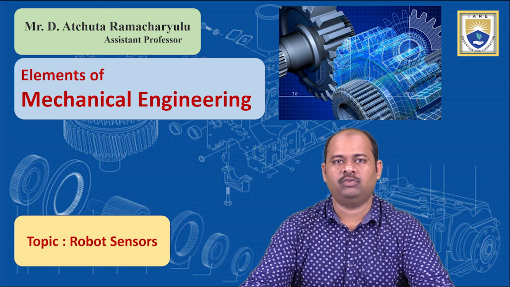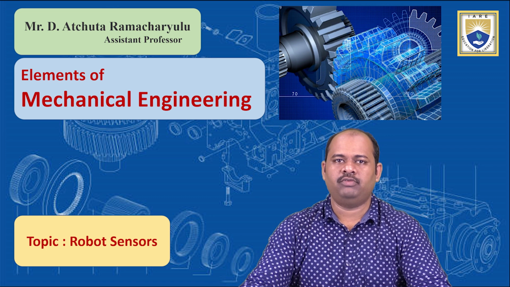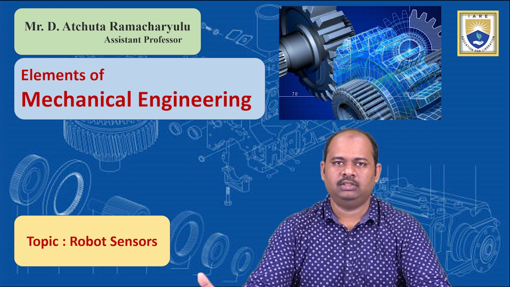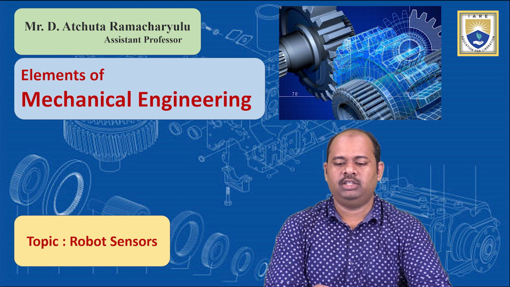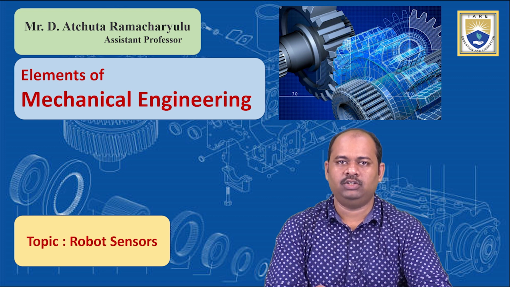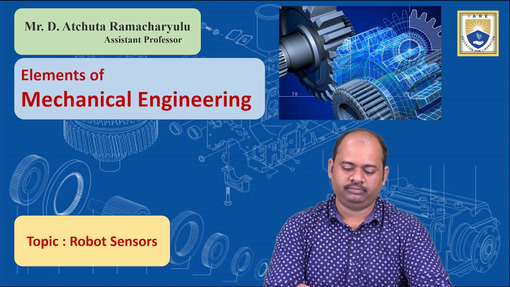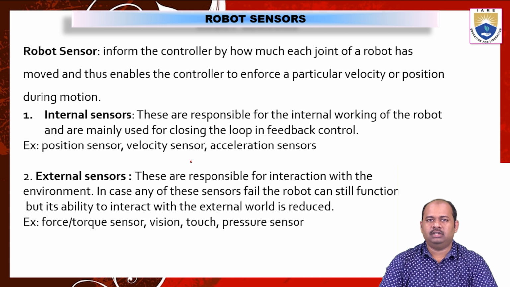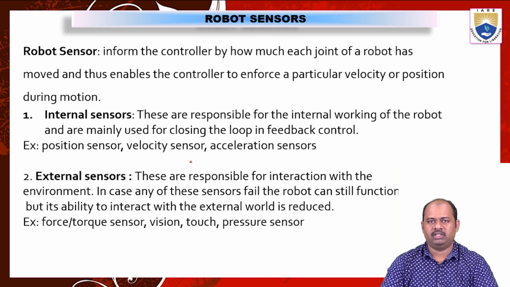We have seen in the previous lectures what is a robot, what is the anatomy of a robot, what are the different components of a robot. Out of the different components, we have seen a robotic sensor. In this lecture, we are going to see what is a robotic sensor and how it is used for functioning of the robot. A robot sensor is the device which informs the controller about the actual functioning of the robot. There might be two kinds of sensors: one is internal sensor and the second one is external sensor.